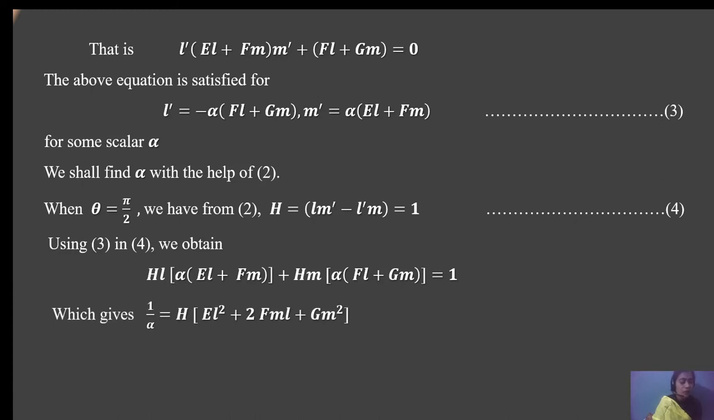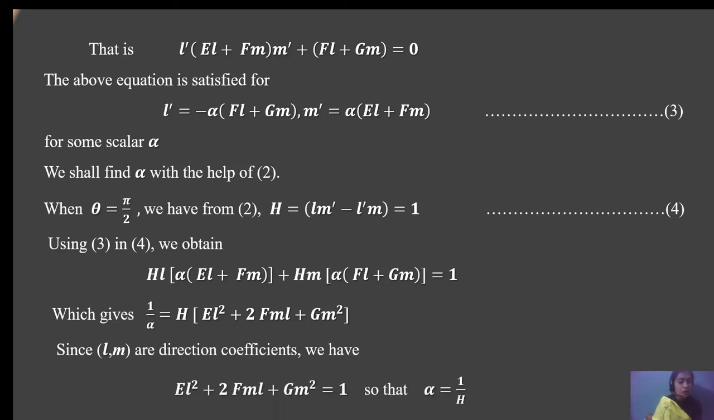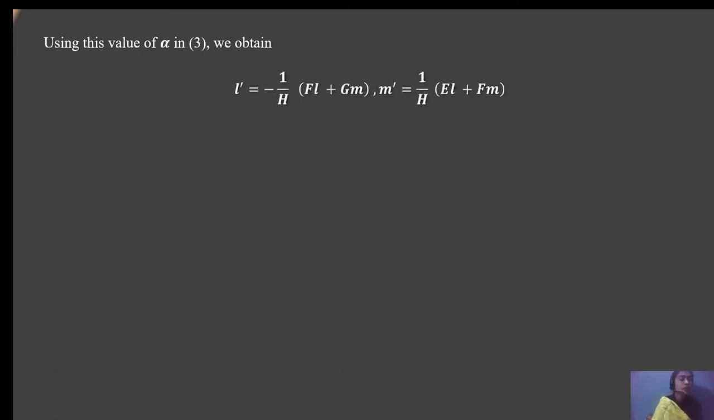You know that 1 by alpha equals H times (E L square plus 2 F M L plus G M square). Since L, M are the direction coefficients, E L square plus 2 F M L plus G M square equals 1, so alpha equals 1 by H. Because this above equation is generated, both of these multiply in the form 1 by alpha, and alpha will cancel out, because alpha equals 1 by H.